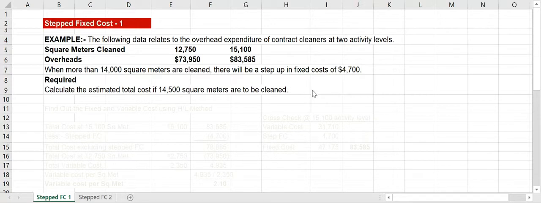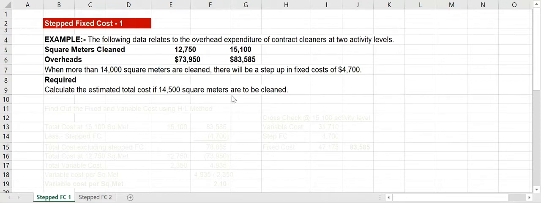For example, let's say there's a factory and the factory rent is around $100,000 and that factory is capable of producing 500,000 units. If you want to exceed production above 500,000 units, you will have to rent another factory and pay rent, so the rent cost will increase as you increase the activity. So in a situation like this, how do you split fixed and variable cost?